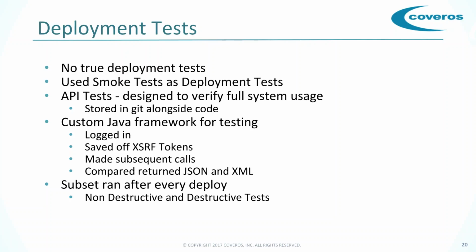Because of the design of the application, there were a whole bunch of APIs that you can actually use to pretty much verify the entire workflow and the entire usage of the system. And so we made heavy use of that. Not only did we test at the UI level, we tested at the API level a lot. So we actually wrote a custom framework for our API tests. We stored the framework in Git alongside the code.